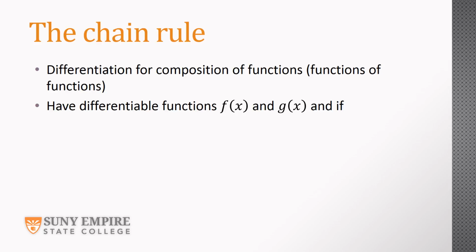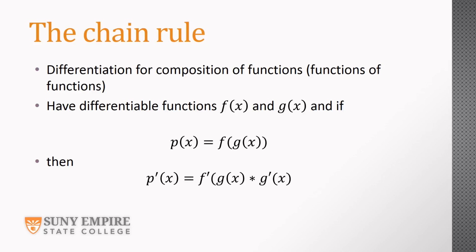Assume we have two differentiable functions, f of x and g of x. The function we want to differentiate, p of x, is equal to f of g of x. The chain rule says that the derivative p prime of x is equal to f prime of g of x multiplied by g prime of x. In other words, p prime will be the derivative of the outside function with the inside function as the input, multiplied by the derivative of the inside function. Let's see an example that shows that the chain rule really does work.